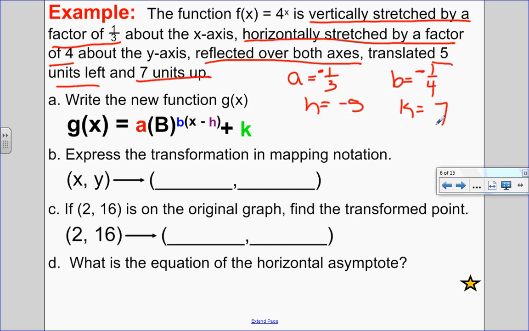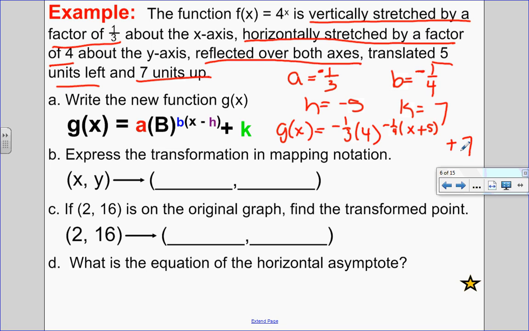So I want to write the new function g of x. So g of x is going to equal a big B for the base, which is 4, little b for the transformation, x minus h, so minus a -5 is actually a +5, plus my k value. So that would be my equation.